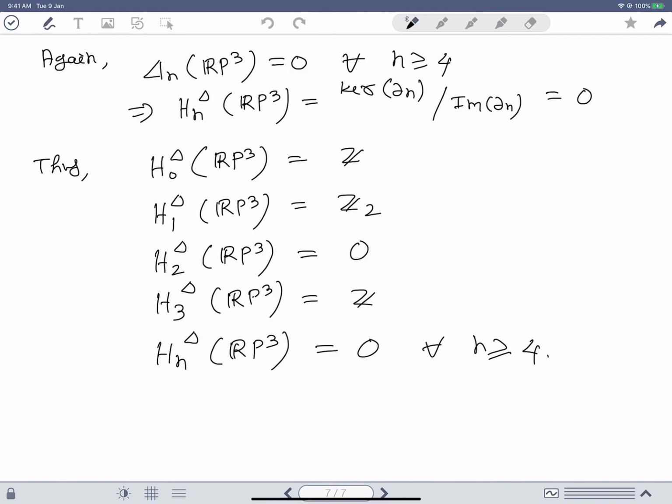Okay. So this was the one example which I wanted to do. So we stop here. So in the next lecture I shall start singular homology. Okay.